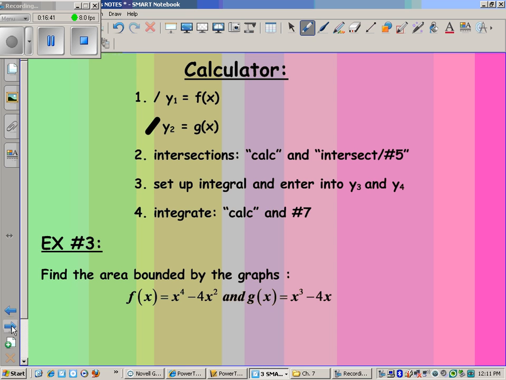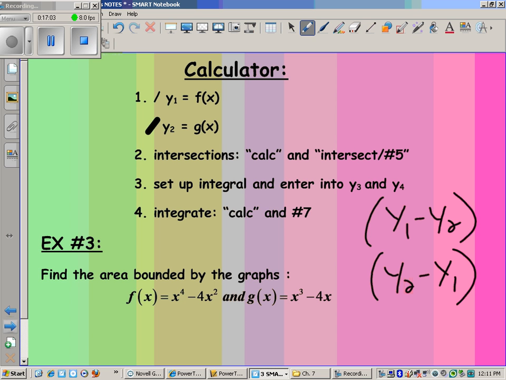It's going to say first curve. You're going to push enter. It's going to say second curve. You're going to push enter. It's going to say guess. You're going to push enter. So you can figure out the intervals. You're going to set up your integral into your y1, your y3, and your y4. So if you need to do this, y1 minus y2, and then a y2 minus y1, right? So you have f minus g and then g minus f.